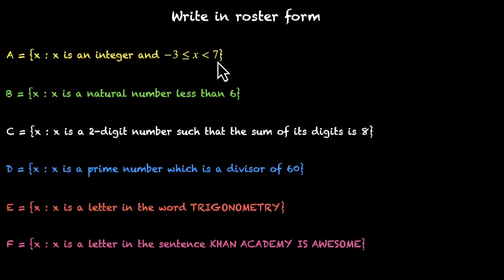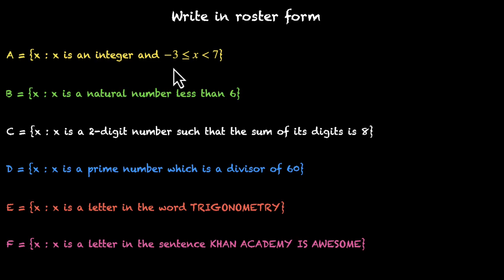So we have these 6 questions and we want the answers for them. Let's tackle them one by one. Let's look at the first one. A is the set of all x such that x is an integer and x is between -3 and 7, -3 included, 7 not included. This is -3 less than or equal to x less than 7. So x can be -3, but x cannot be 7.